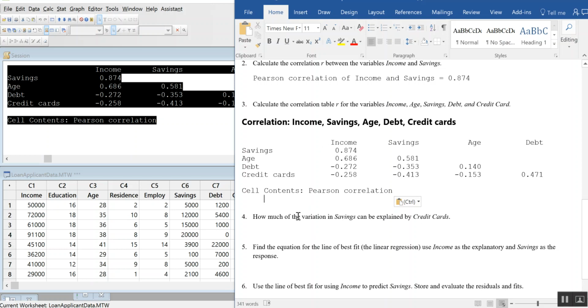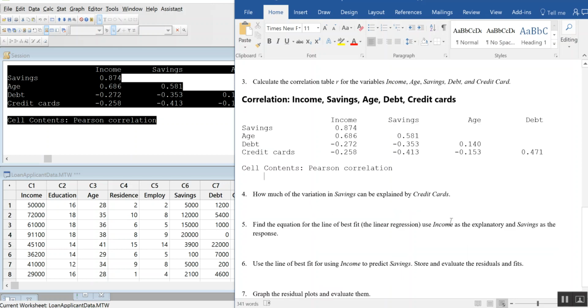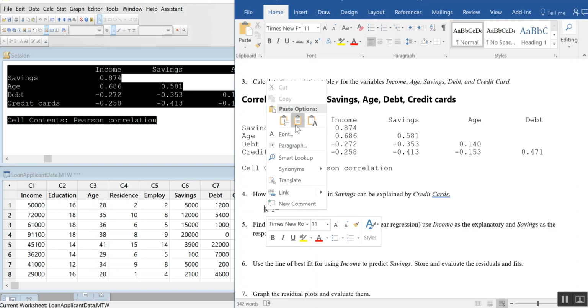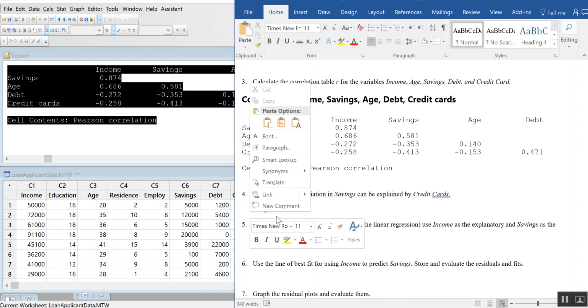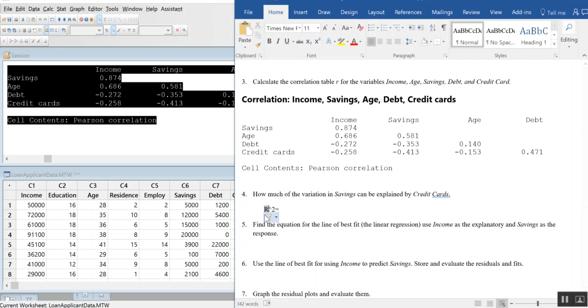Alrighty, now let's look at how much of the variation of savings can be explained by credit cards. Now, variation between two variables is described by r squared. It's also called the ratio of variation, or the coefficient of determination. So what I really need to calculate here is r squared. And this is not a misnomer. R squared, although it tells you something different from r, is related. How do I find r squared? Well, I square r. Not kidding. This should be easy.